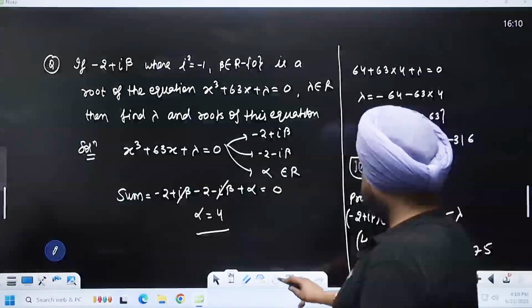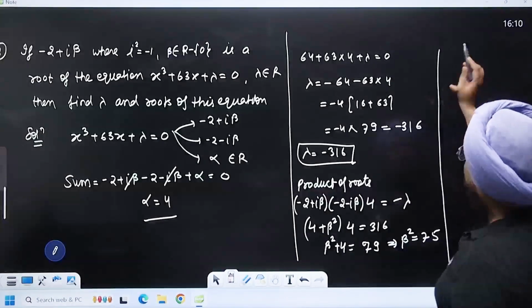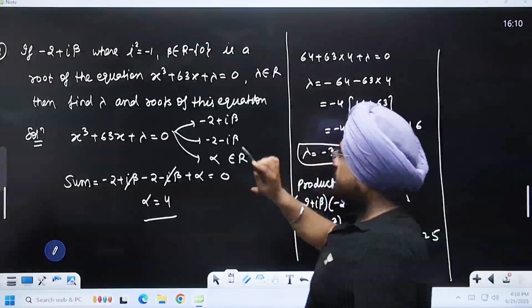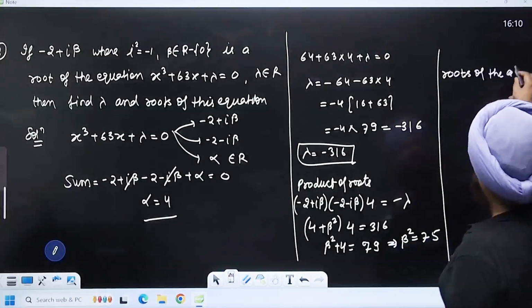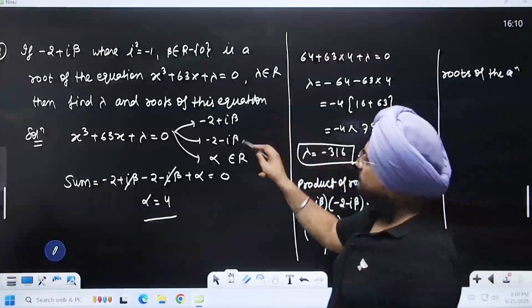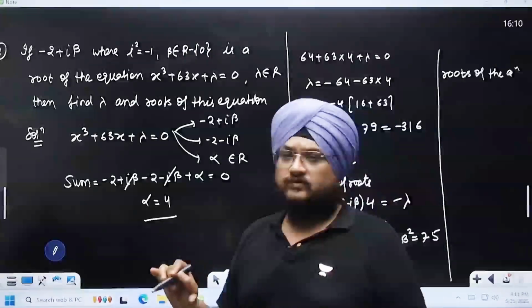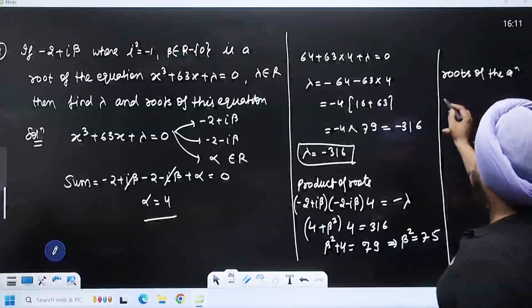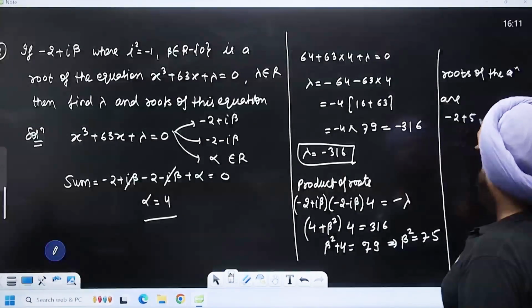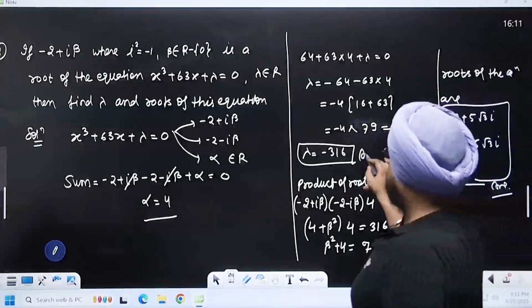β square is 75. The value of β is plus minus 5 root 3. So we had to find the roots of the equation. If we take plus 5 root 3, then the three roots will be minus 2 plus 5 root 3 i, minus 2 minus 5 root 3 i and 4. If we take minus 5 root 3, then also the same roots will come out. So the roots of the equation are minus 2 plus 5 root 3 i, minus 2 minus 5 root 3 i and 4. These are the roots and this is the value of λ.